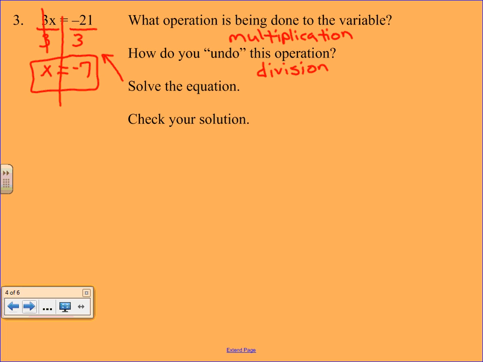Again, quickly check your answer. 3 times negative 7 does indeed give us negative 21. So both sides of the equation are equal. It checks out.